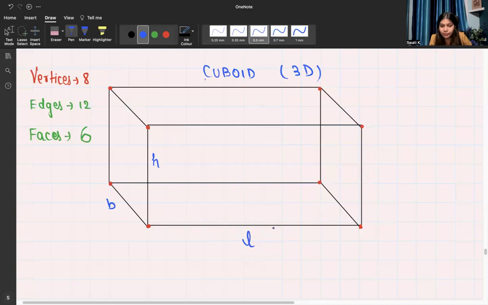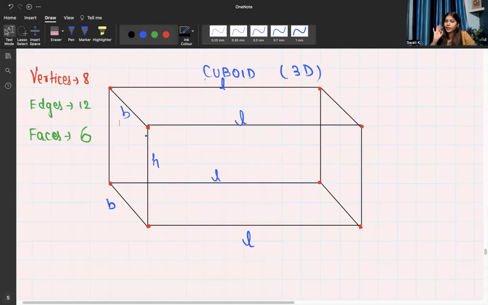That means if this is L, this is also going to be L. When I'm saying this is also going to be L, I'm talking about this part, right? This is L, this is L. This is also L, and this is also L, right? So they are all going to be L. Similarly, if this is B, this is also B. The edges I'm talking about, we have 12 edges, right?